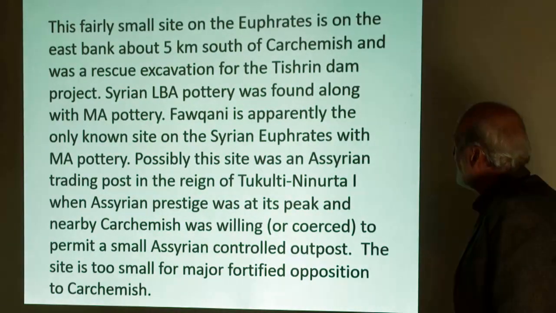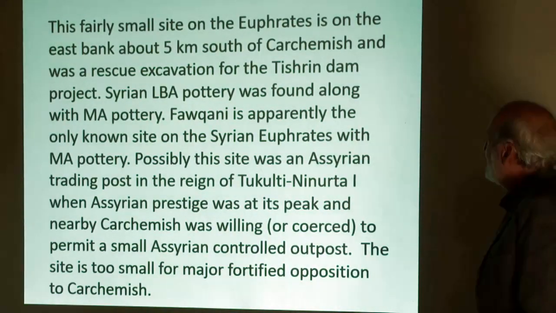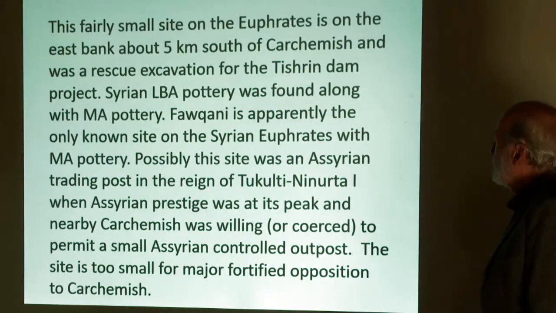So this fairly small site on the Euphrates is on the east bank, about 5 kilometres south of Carchemish, and was a rescue excavation for the Tishrin Dam project. Syrian Late Bronze Age pottery was found along with Middle Assyrian pottery. Fawqani is apparently the only known site on the Syrian Euphrates with Middle Assyrian pottery.